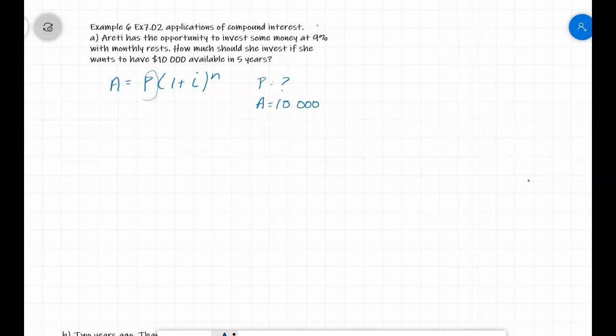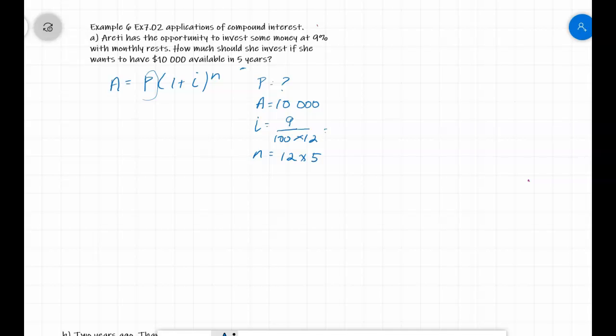Let me see, what else do I know? At 9% interest and monthly rests. So I is equal to 9 divided by 100 and monthly rests, so I'm going to divide that by 12 because it occurs 12 times in a year. And the N is equal to 12 times, here we've got 5 years. So 12 times every year for 5 years.